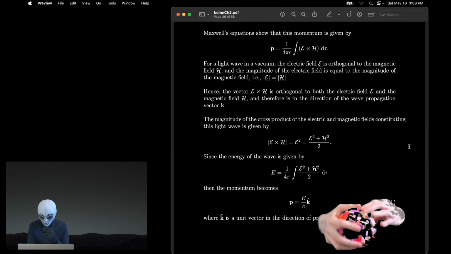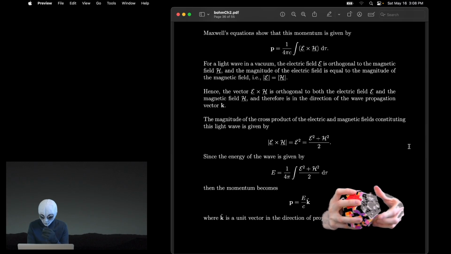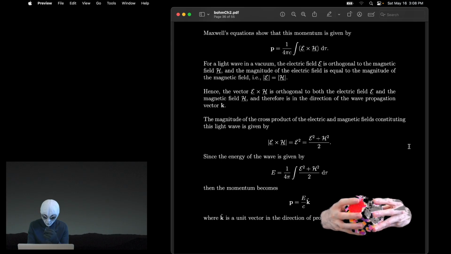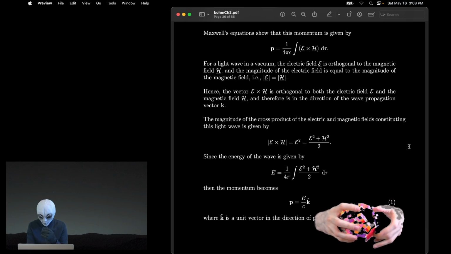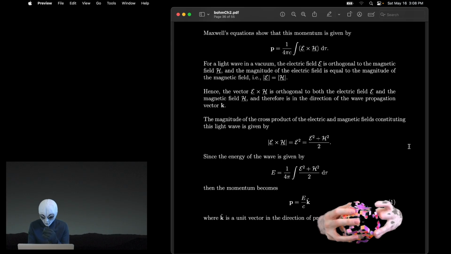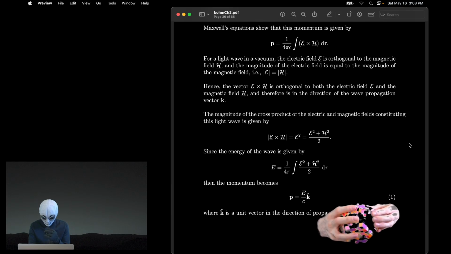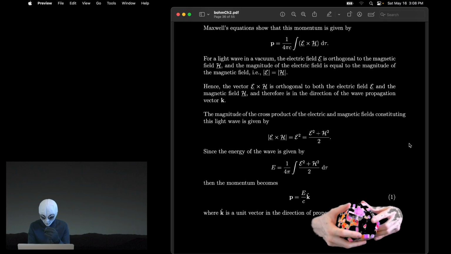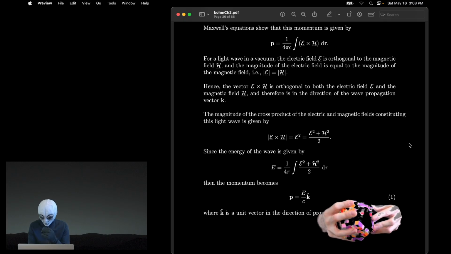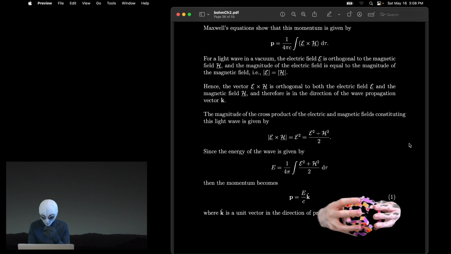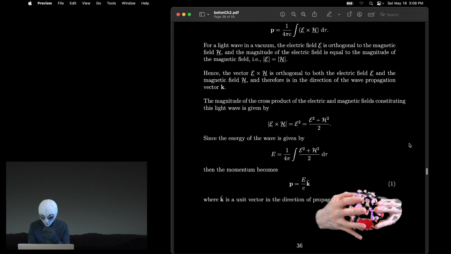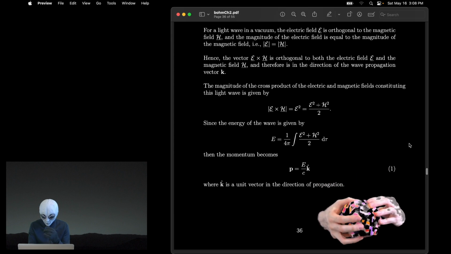For a light wave in a vacuum, the electric field E is orthogonal to the magnetic field H, and the magnitude of the electric field is equal to the magnitude of the magnetic field, that is, the magnitude of E is equal to the magnitude of H. Hence, the vector which is the result of taking the cross product of E with H is orthogonal to both the electric field E and the magnetic field H, and therefore is in the direction of the wave propagation vector k.